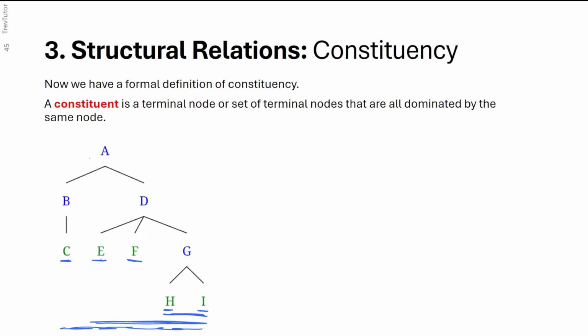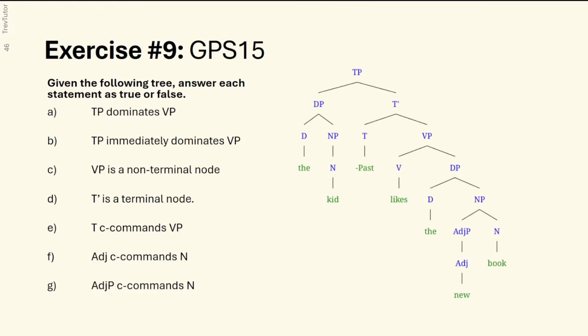So basically, how you can think of it is if you take a single node, let's say G, and you were to take it out and dangle it, then you would see that H and I would form a constituent together. If you take D out, so if we physically draw it, we're going to get E, F, G, and that'll break off into H and I. Therefore, this set of terminal nodes will form a constituent. So that is structural relations and tree terminology.